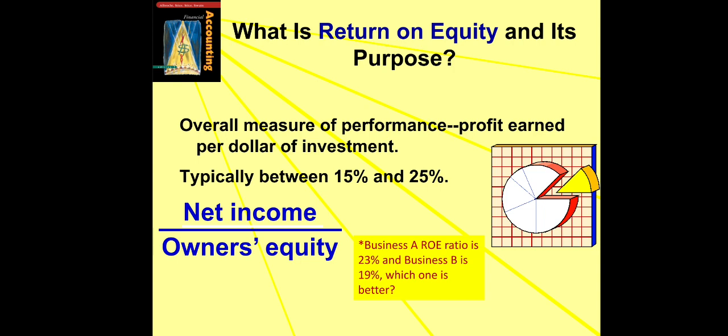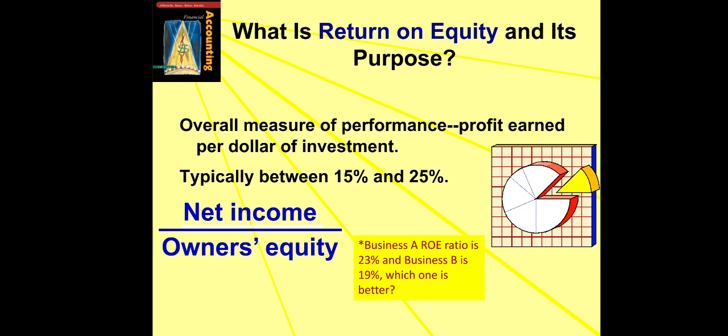Business A's return on equity ratio is 23%. Business B's is 19%. So which one is better in terms of performance, profit earned per dollar of investment? Business A is better in terms of return on equity. So for return on equity, the higher the ratio, the better the business in terms of return on equity.